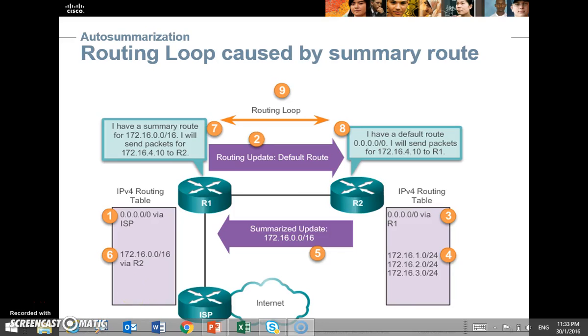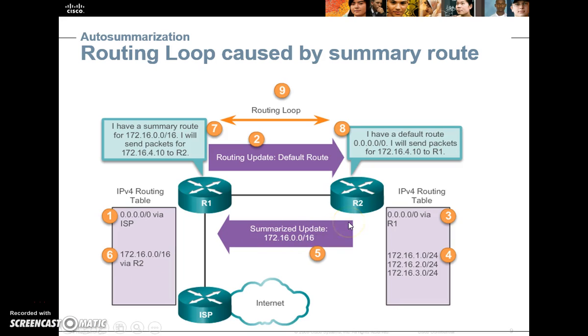Now let's look at one of the problems caused by summary routes. It may cause a routing loop. Let's look at this as an example. Here we have R1 and R2. R1 is connected to the ISP, so R1 has a default route. There's a default route here that goes to the ISP.